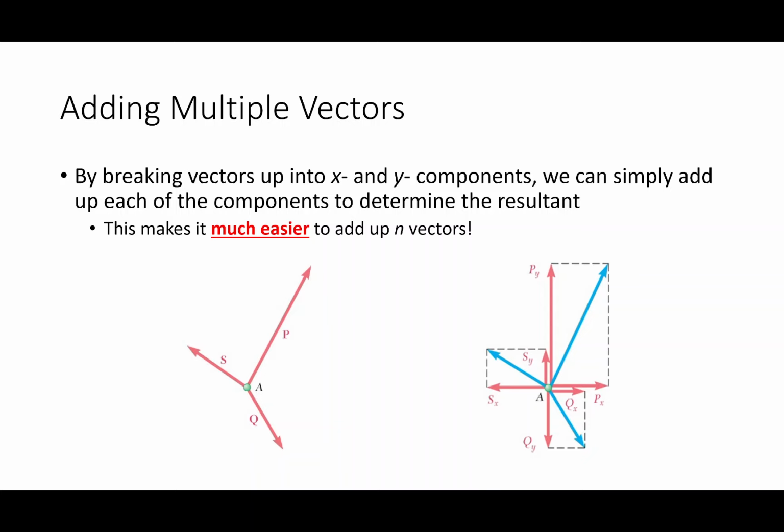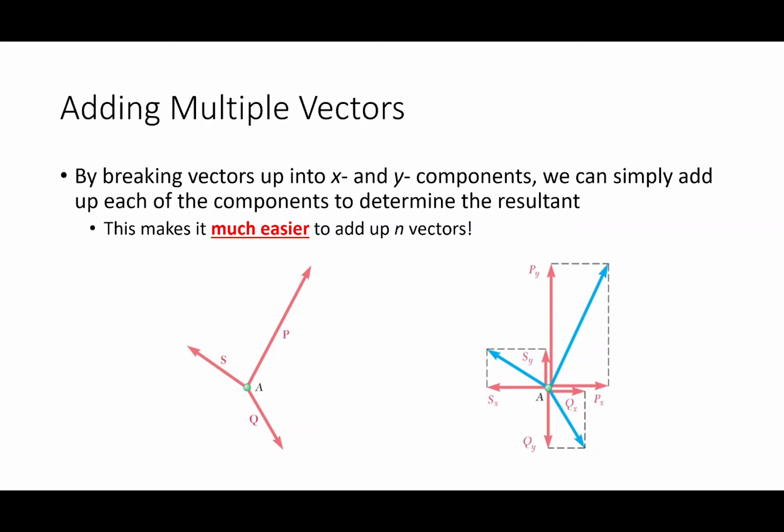But what if instead I looked at it differently and I said, well, vector S can be represented as an x component and a y component. Vector P can be represented as an x component and a y component. What about vector Q, an x component and a y component? Then, what can I do to all the x components? What can I do to all the y components? I can just add them together independently.